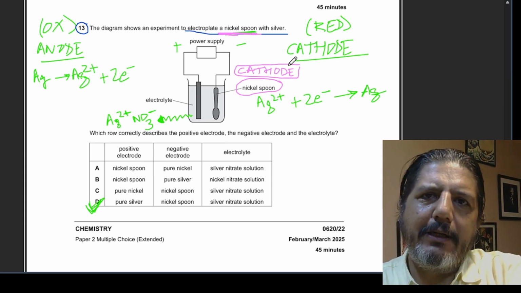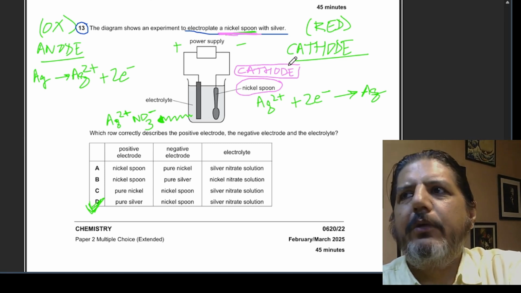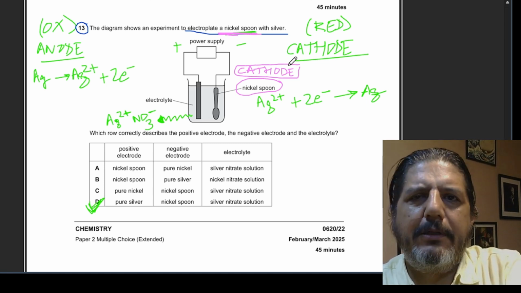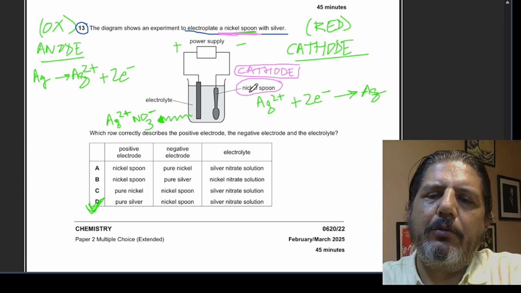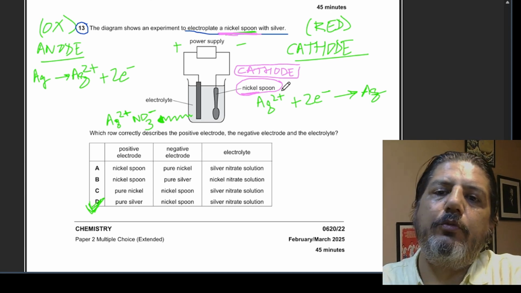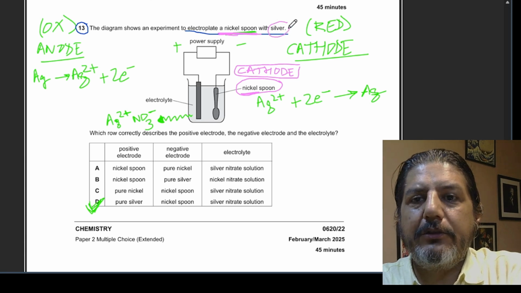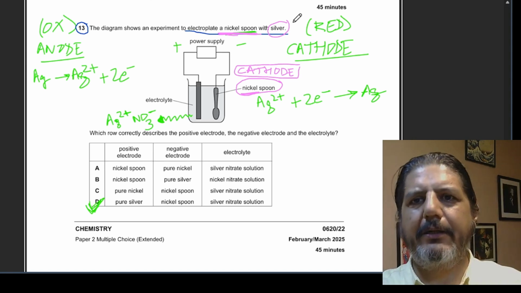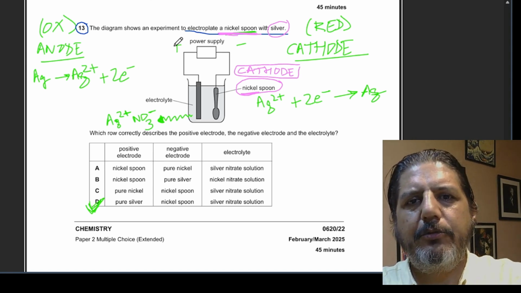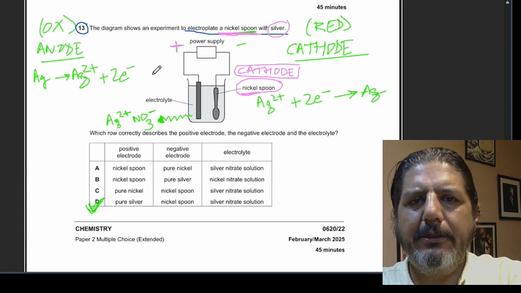This is the first thing that we need to remember, because in electroplating these kind of questions can also be asked. The second thing that we need to understand is the material that you want to electroplate with. So for example, I want to electroplate a plastic spoon with gold, or in this case, I want to electroplate a nickel spoon with silver. So the material that you want to layer upon should be the anode, the left terminal, the positive electrode.